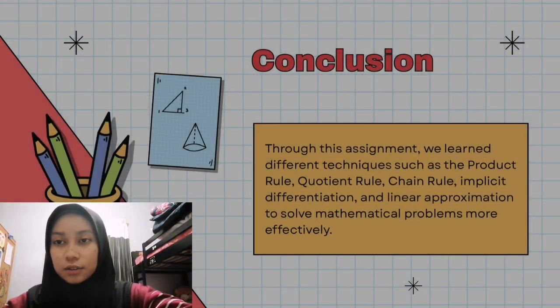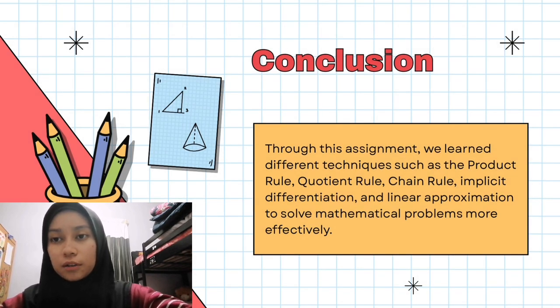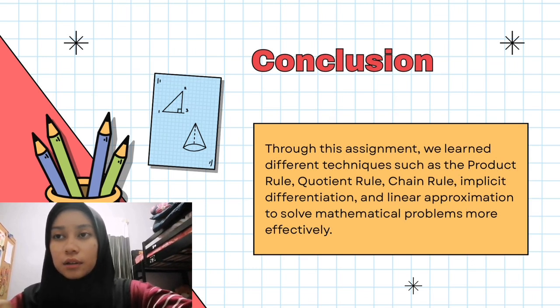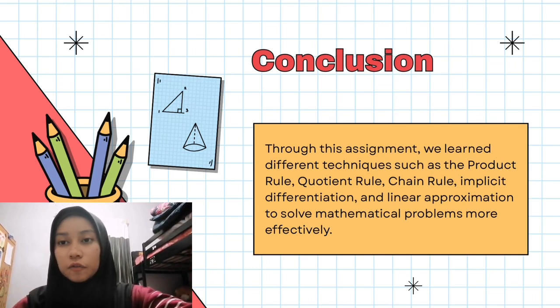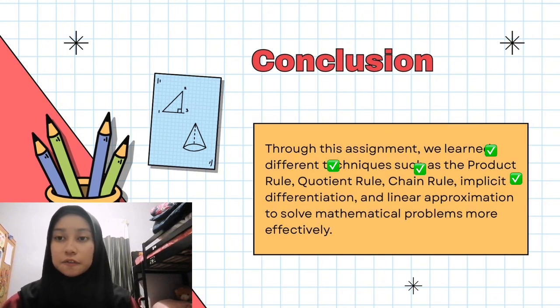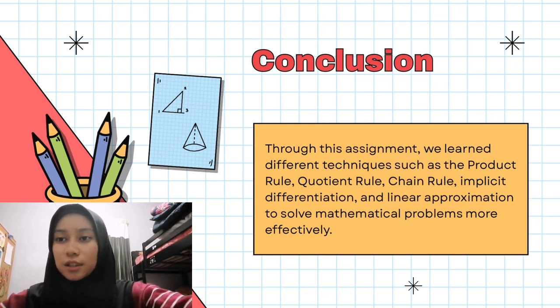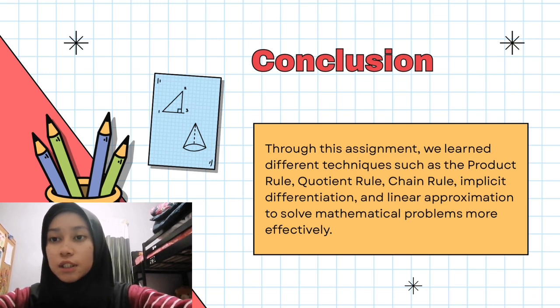For the conclusion, differentiation is an important topic in calculus. It helps us find the rate of change of the function. Through this assessment, from the 4 questions that we answered, we have learned different techniques of differentiation, such as product rule, quotient rule, chain rule, implicit differentiation, and also linear approximation. These techniques not just help us find the rate of change, they also improve our problem-solving skills in calculus and mathematical application.